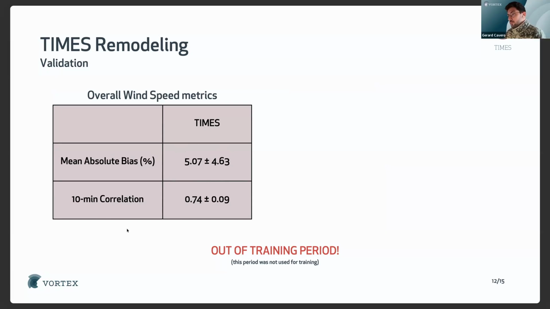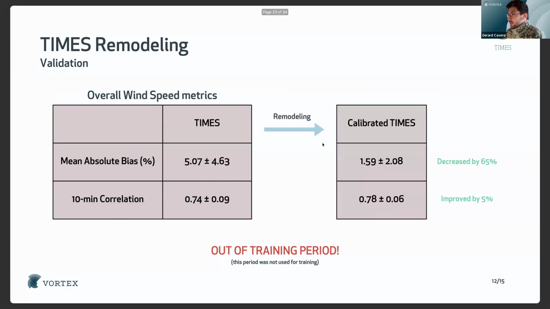So again, when we calibrate the time series for these 140 sites, we can see that the mean absolute bias has been improved, dropping from this 5% to 1.6% of mean deviation. And also the time domain has been improved, increasing this temporal correlation from 0.74 to 0.78.